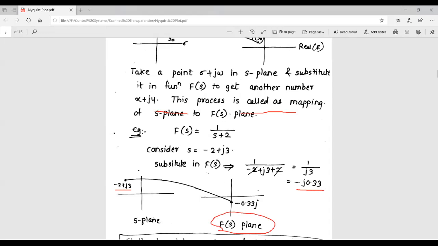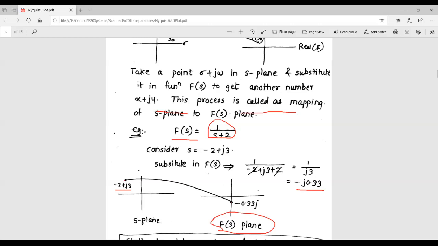We are mapping values of S in the f of S plane. So we have the S plane, we choose a point in the S plane, we substitute that S in f of S which is given, we get the value of f of S, we plot the point in the f of S plane, right? So this is called the S plane and we have the f of S plane.